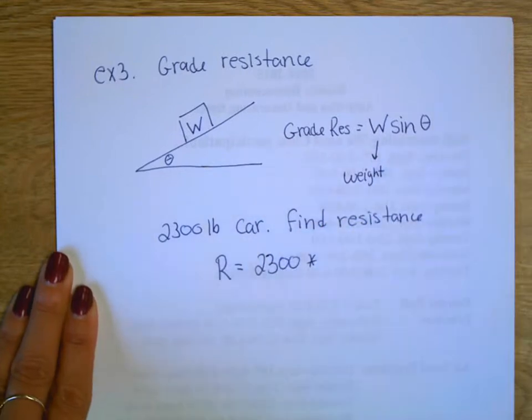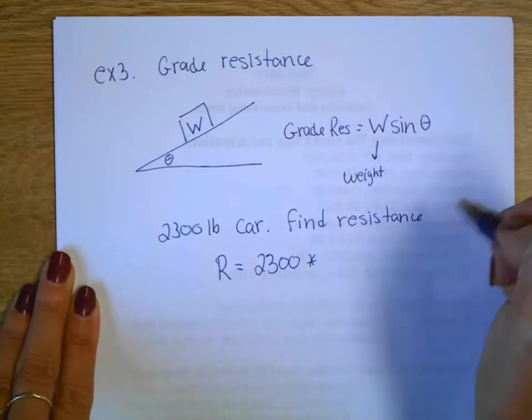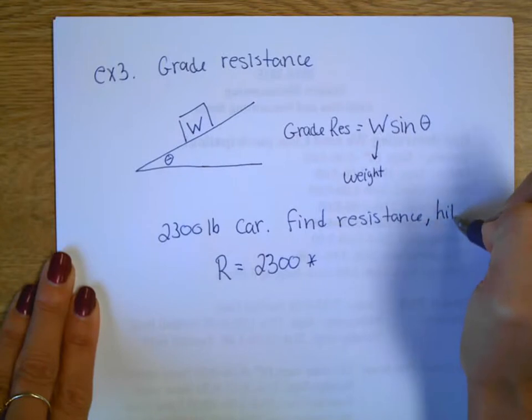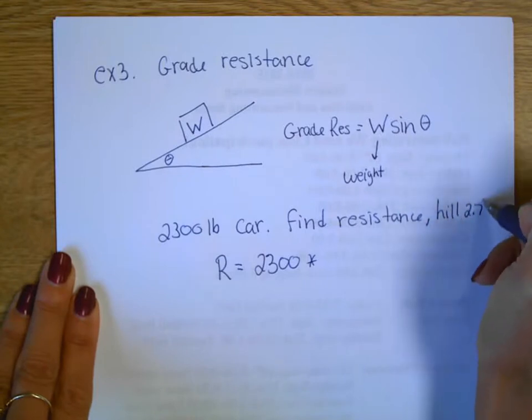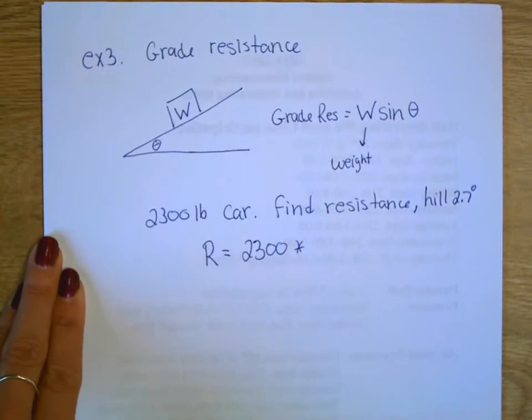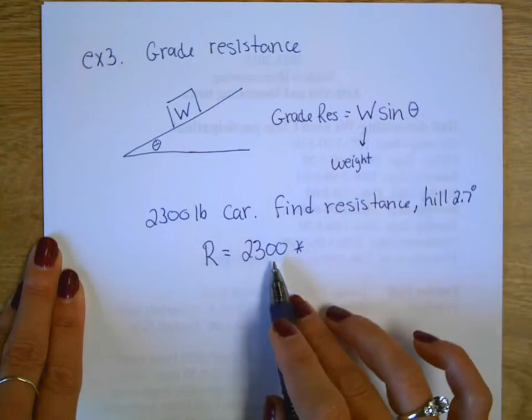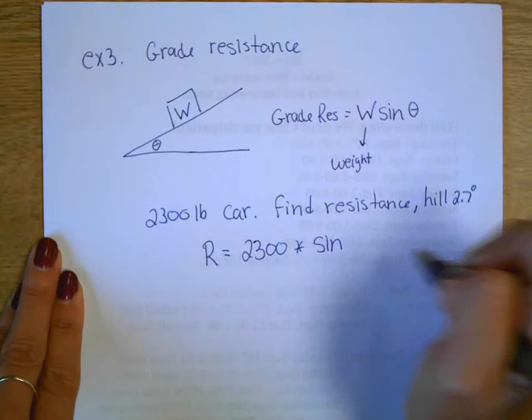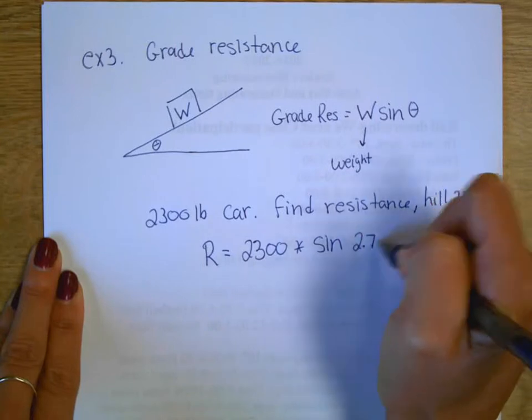Multiply that by these, oh, I didn't give you the angle of the hill. Well, uphill, let's see. If the hill is 2.7 degrees. So a fairly shallow hill. So all I've got to do is multiply that weight times the sine of the 2.7 degree angle hill.